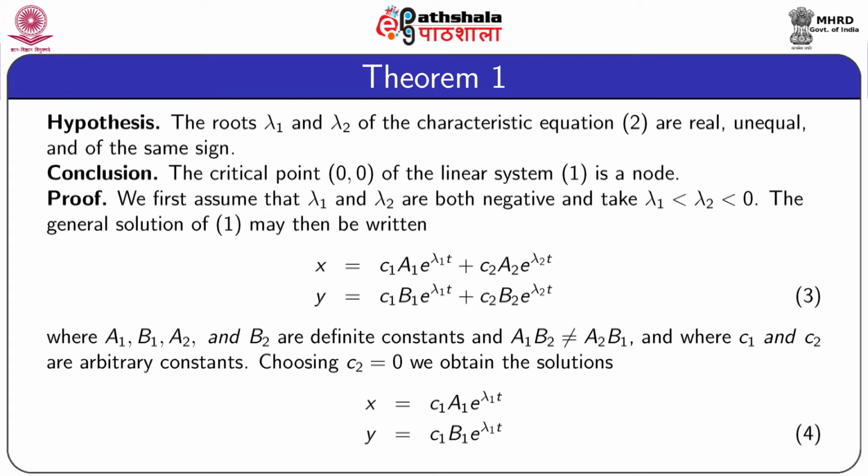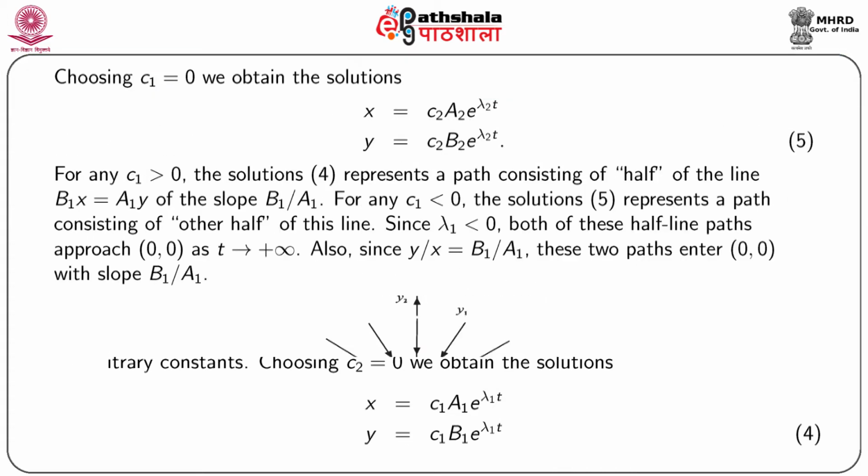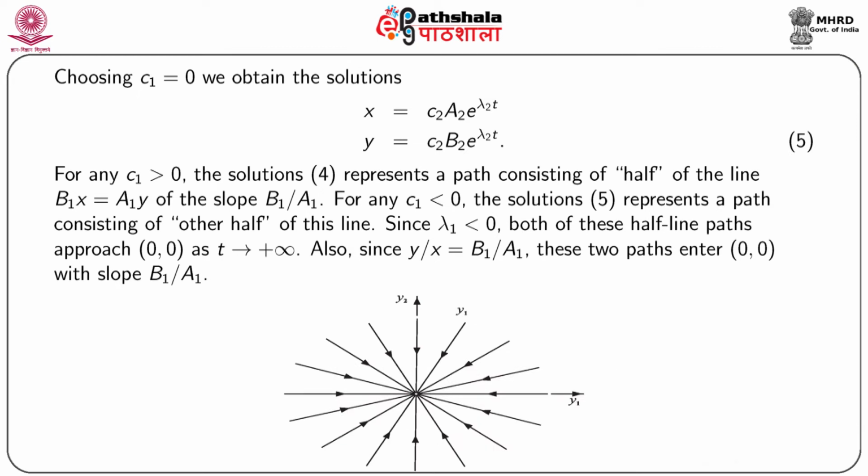Now, if we choose c2 = 0 and substitute it in equation 3, we will get x = c1 a1 e^(λ1 t) and y = c1 b1 e^(λ1 t), which we name as equation 4. Similarly, choosing c1 = 0, we will obtain x = c2 a2 e^(λ2 t), y = c2 b2 e^(λ2 t), given by equation 5.